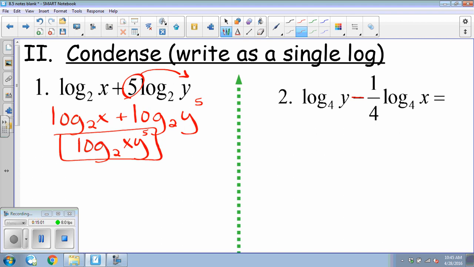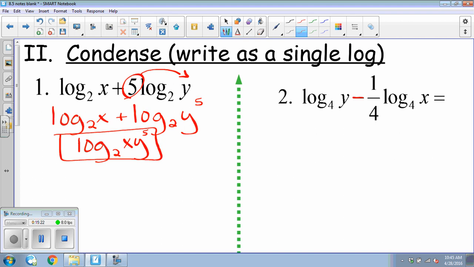Number 2, this is a subtraction sum. Minus 1/4 times log base 4 of x. Now, remember, you can only condense if the bases are the same. Okay? If you ran into a problem, which you probably won't, but if they had different bases, you can't combine them. They're not the same. Okay?